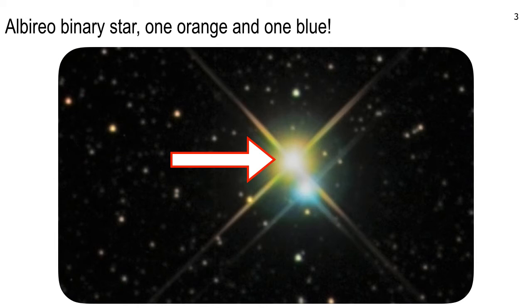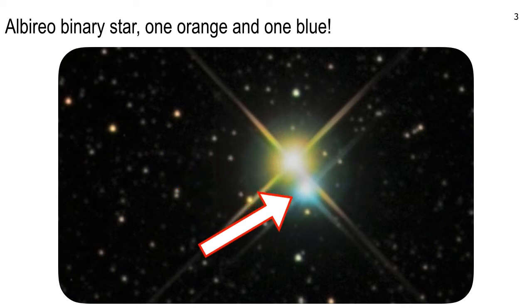You can't make them out separately unless you look at it in a fairly good telescope. You don't have to go to the Hubble Space Telescope, but it has to be a fairly good one. Now take a look at this. Look at the color. That's going to be important for us today. You can look up lots of pictures of Albireo on the internet. The other one is bluish.